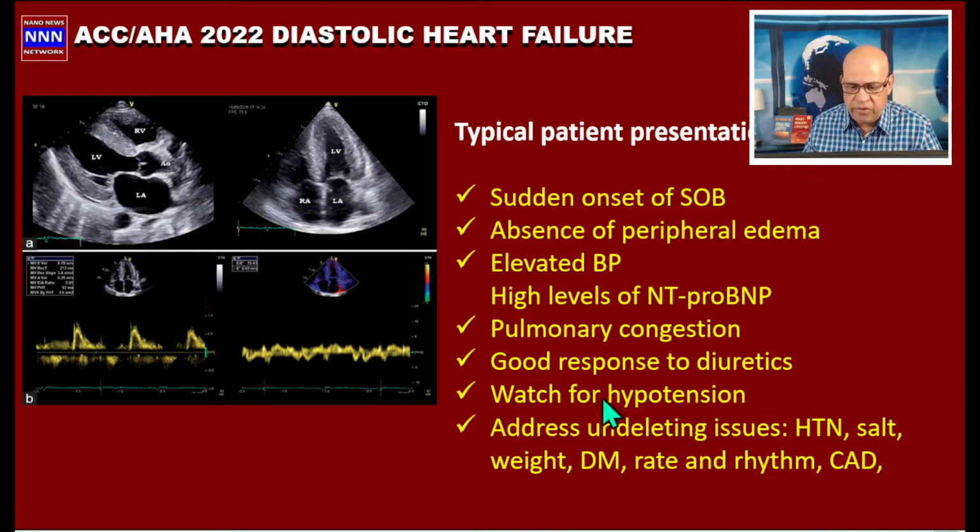So that's why we need to watch for hypotension. When we are talking about diastolic heart failure, more often than not, it is associated with an underlying condition, such as hypertension, which is the most common condition. Then we have, rarely, aortic stenosis. And of course, we have hypertrophic cardiomyopathy, which can account for a fair number of patients with diastolic dysfunction.